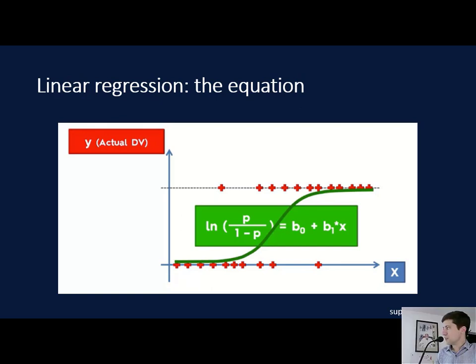This side of the equation, you'll notice, is the same as our linear regression equation, right? We have an intercept, we have a slope, we have space for our coefficient values to be placed in there.